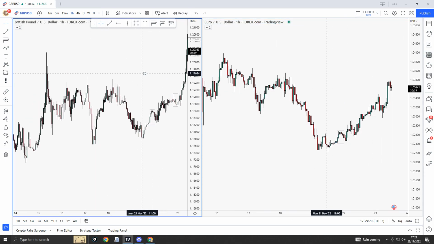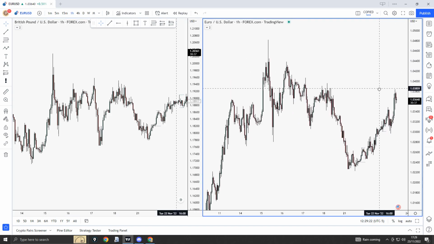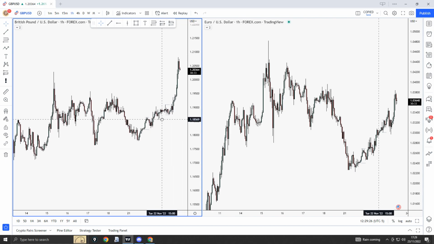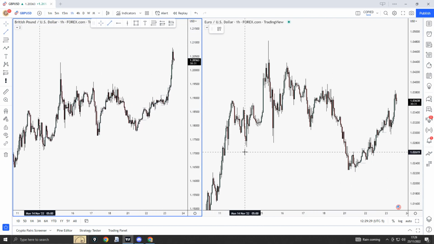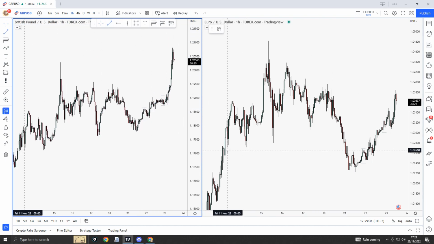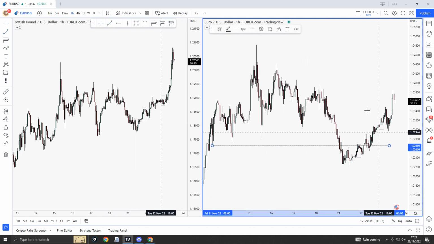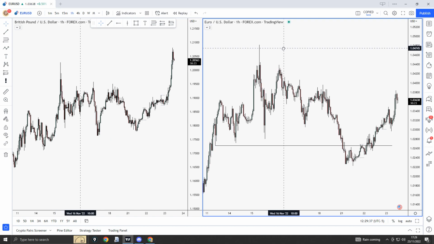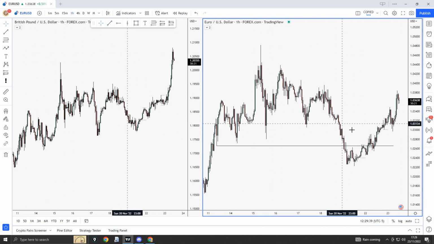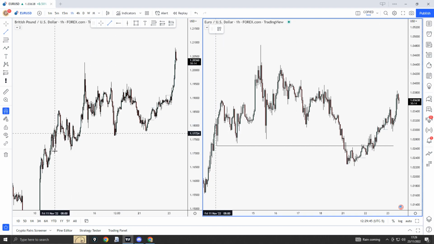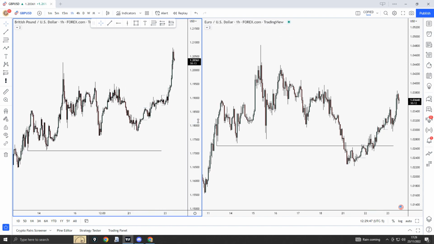So let's look here. This is the same area of price action. Okay, so let's look at this low here on Euro. These lows here. So as you can see, these lows got taken here. But let's look at the same lows here. You can see the crosshair hovers over the same low. Here, right?